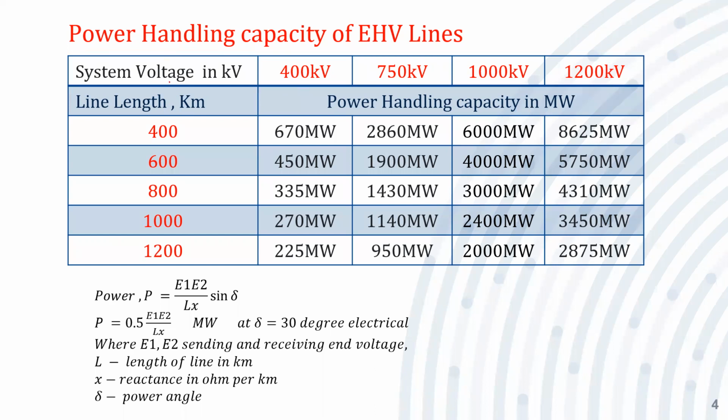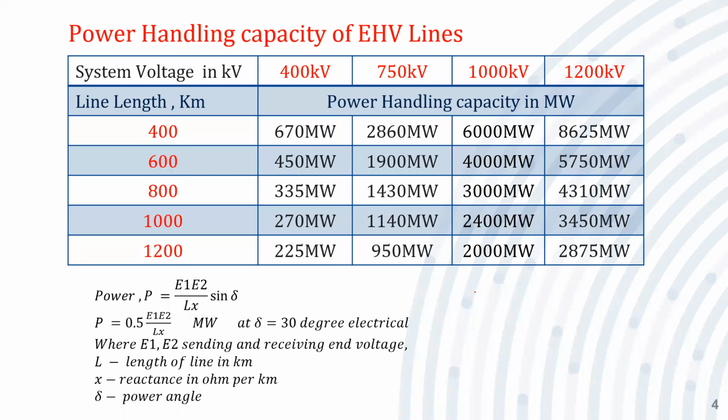Now, this table contains some system voltages: 400 kV, 750 kV, 1000 kV, and 1200 kV. And this is the length of the transmission line which we have considered: a 400 kilometer line, then 600 kilometer line, 800, 1000, 1200.